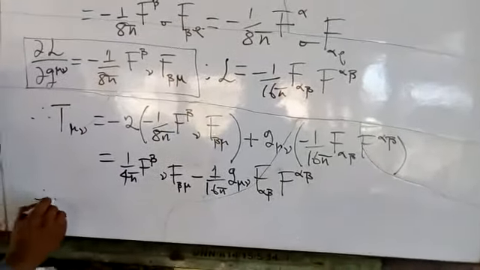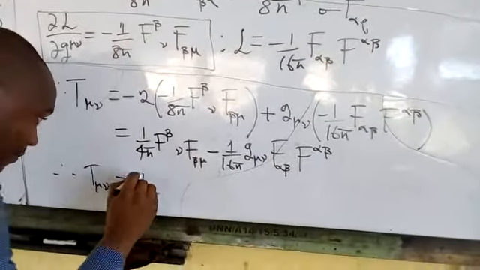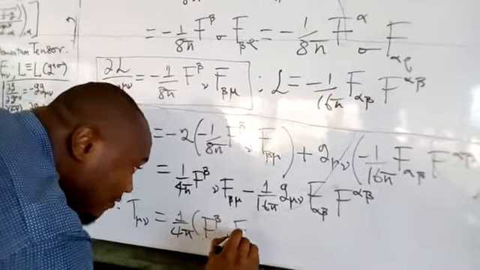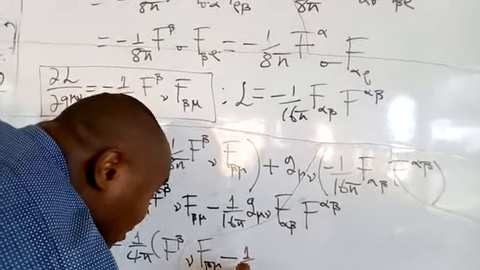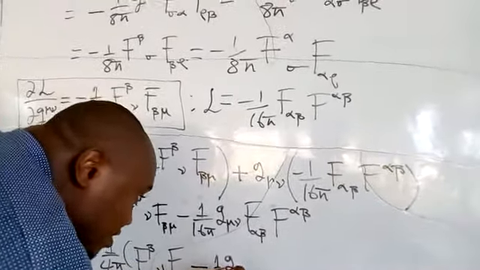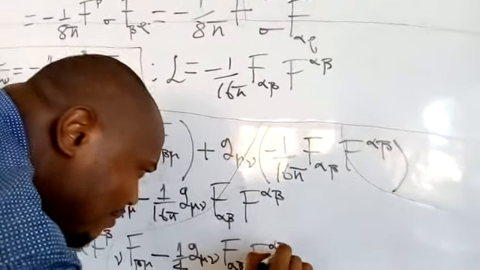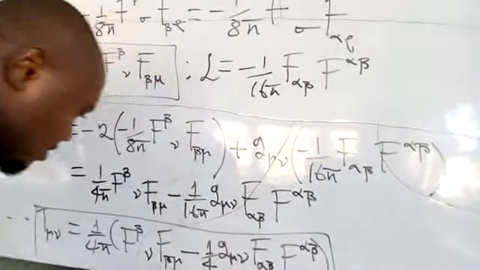So that in the end, T sub mu nu is equal to 1 over some 4 pi, which is common, F here, beta nu, F beta mu, minus, and this should be 1 over 4, but then g sub mu nu, F alpha beta, F alpha beta. And this gives us the energy momentum tensor of classical electrodynamics.